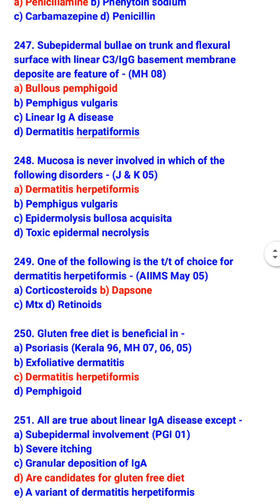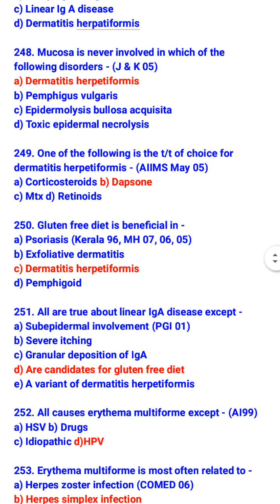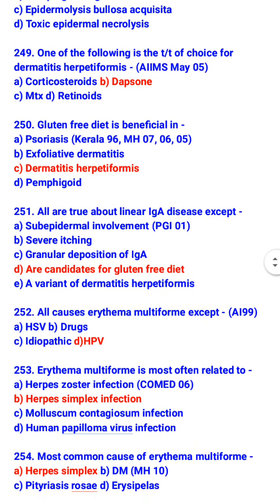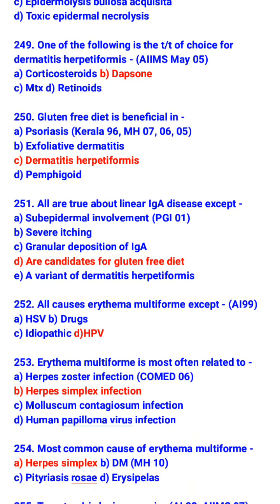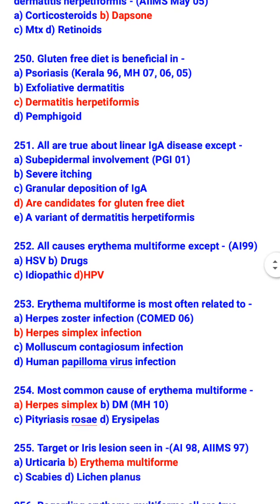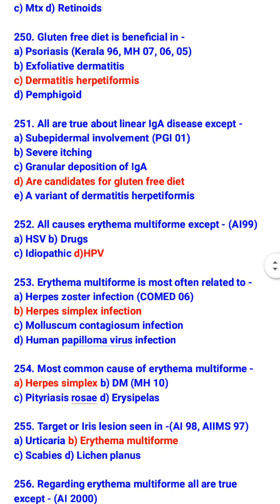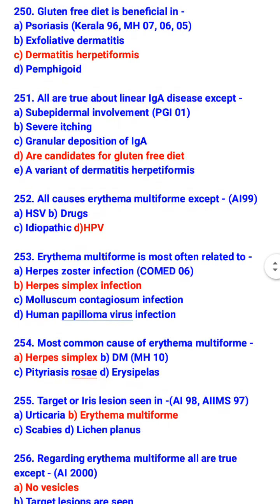Mucosa is never involved in which of the following disorders? Dermatitis herpetiformis. One of the following is the treatment of choice for dermatitis herpetiformis: dapsone. A gluten-free diet is beneficial in dermatitis herpetiformis. All are true about linear IgA disease except that they are candidates for a gluten-free diet, which is not true. What is true is that it is a subepidermal involvement, with severe itching, granular deposition of IgA, and it is a variant of dermatitis herpetiformis.